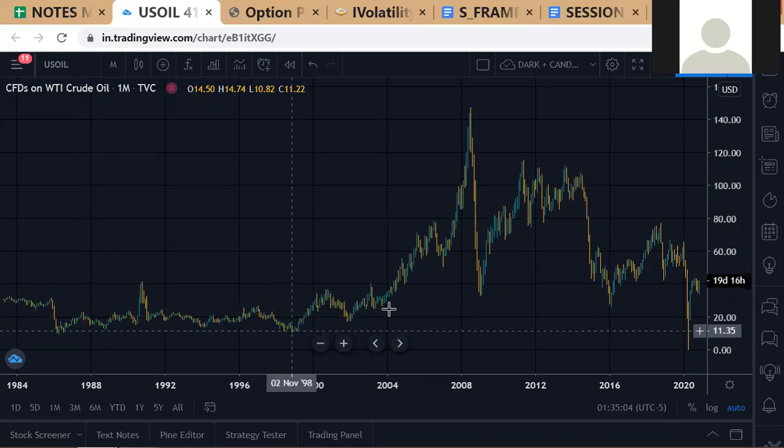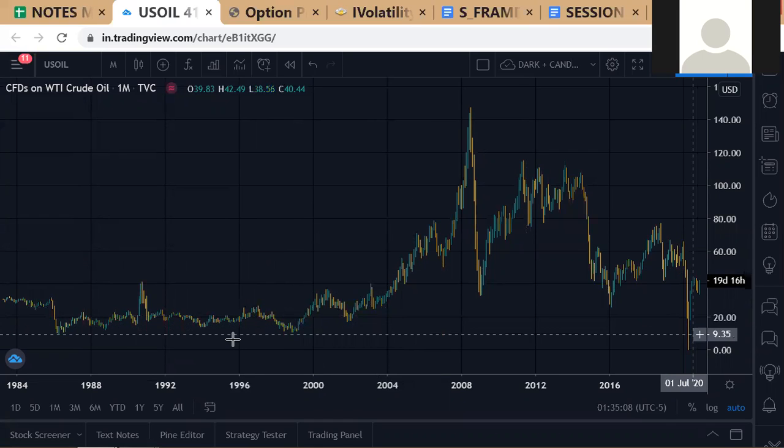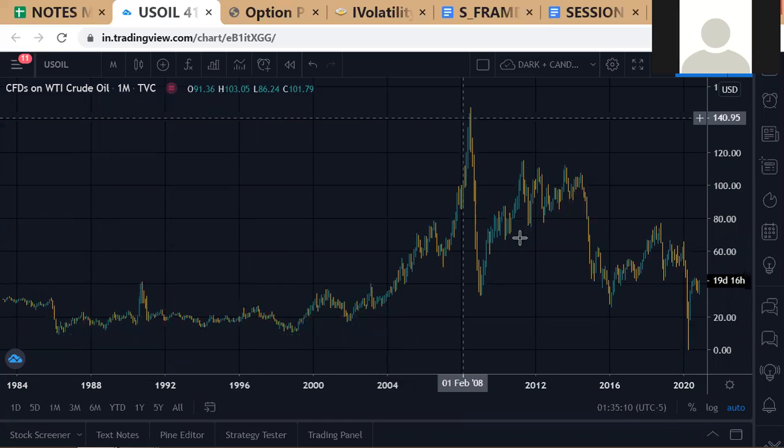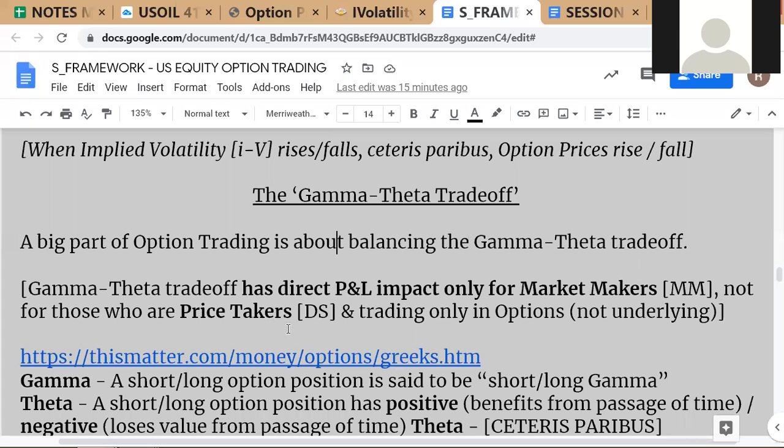Long gamma means I want high volatility in the underlying asset price. I make money there. And short gamma means I don't want this, I want this. Okay, so this much is clear now, right? So you already said it's clear now. So this is what we have to understand. Let me make sure I write this very clearly.